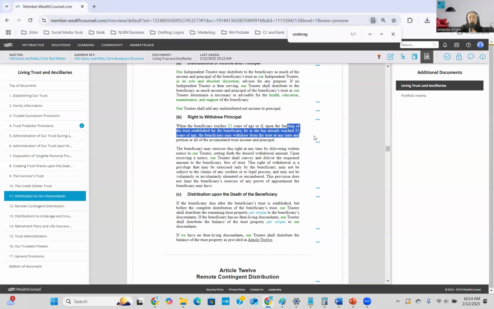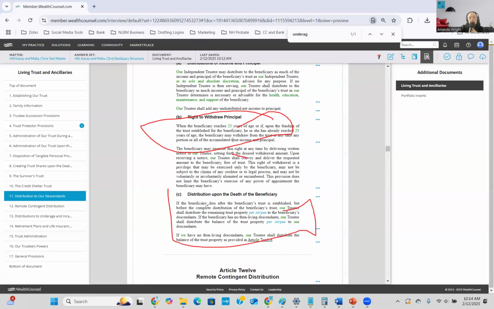Now, when the beneficiary gets to 25, or the funding of a trust is established for someone who's already 25, they can get any part of it outright, free of trust. It gives them the option here. So the beneficiary just provides written notice. They can get it outright and free of trust. And this says what happens if a beneficiary dies.